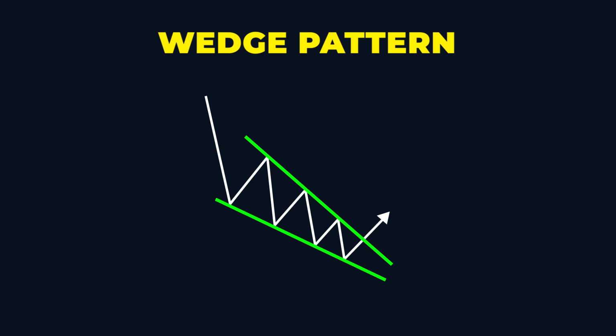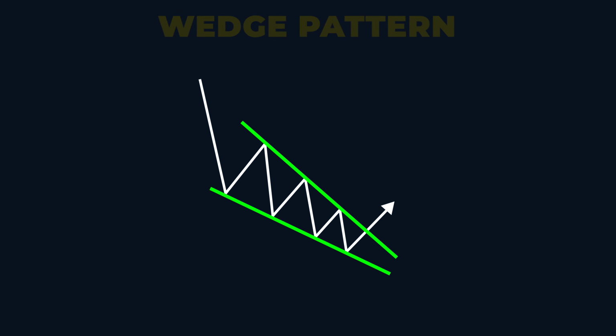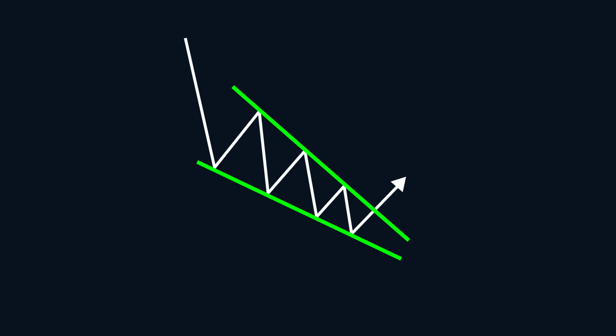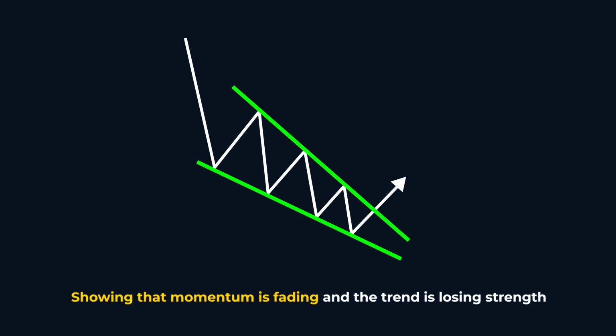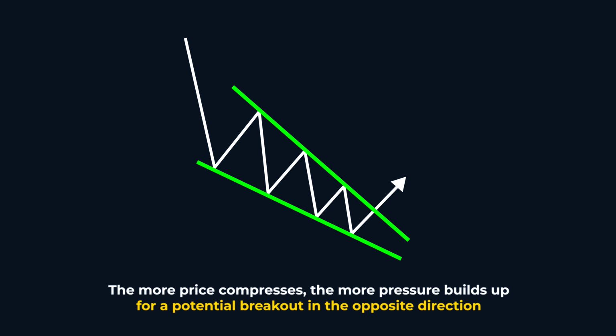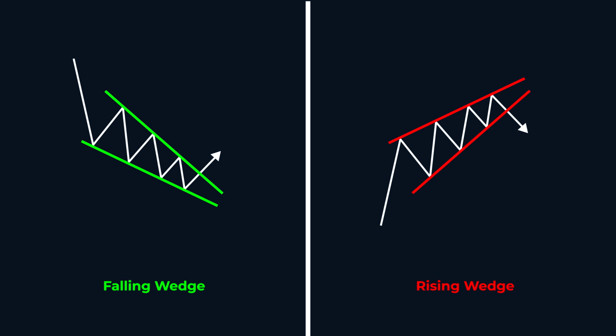Wedge patterns are all about price compression. Price starts tightening into a smaller and smaller range, showing that momentum is fading and the trend is losing strength. The more price compresses, the more pressure builds up for a potential breakout in the opposite direction. Wedge patterns can form in both directions, so here's what a falling wedge and a rising wedge look like.